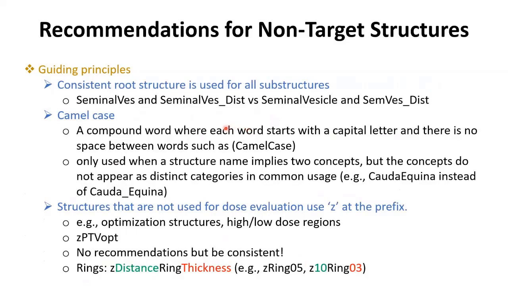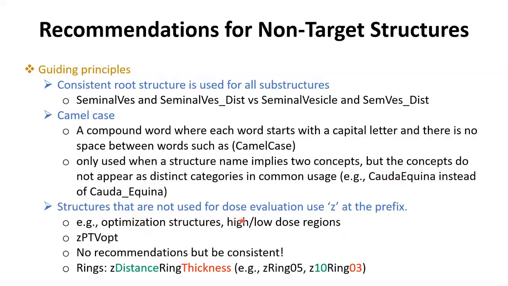A consistent root structure is used for all structures. For example, SeminalVesicles and SeminalVest versus SeminalVesicle and SeminalVest. So this is how we use it in the system, not like this. So we should be consistent. Camel case is a compound word where each word starts with a capital letter, as we said before, and there is no space between the words. It is only used when a structure name implies two concepts, but the concepts do not appear as distinct categories in common usage. Example, CaudaEquina. You don't need to write it Cauda underscore Equina. You write it like this because this is very common.